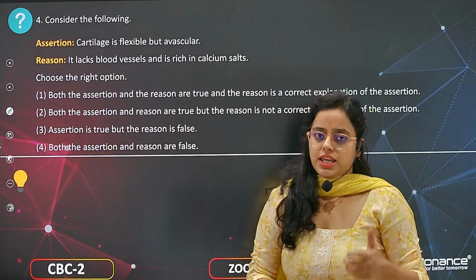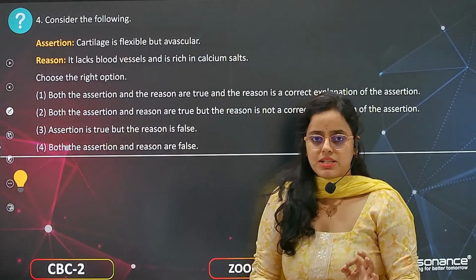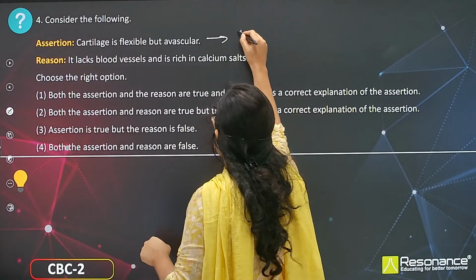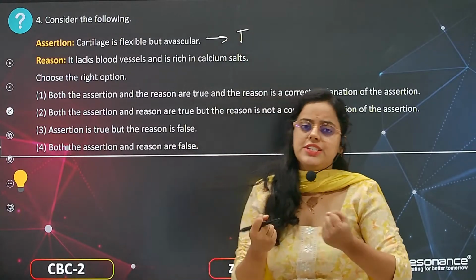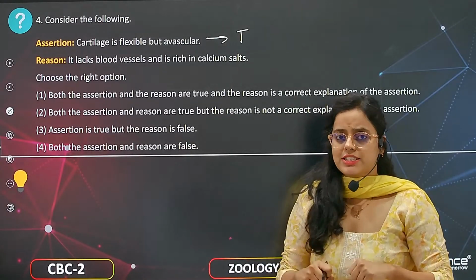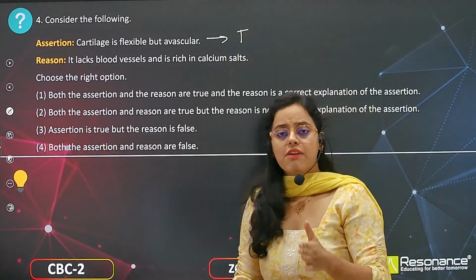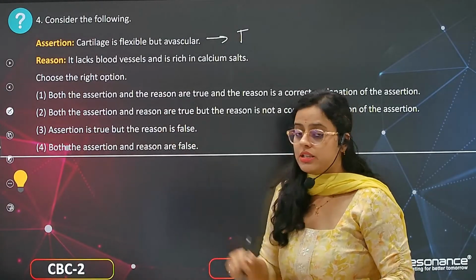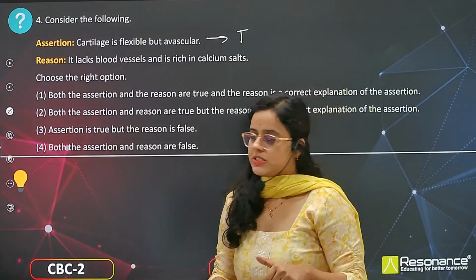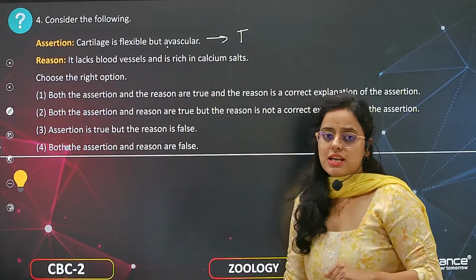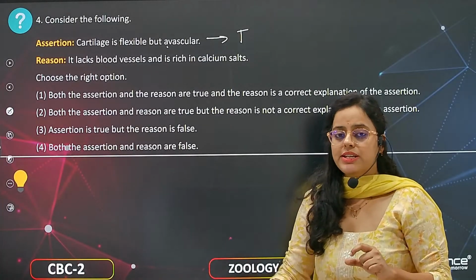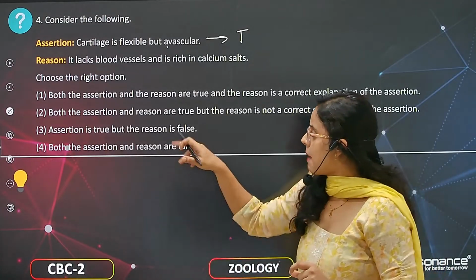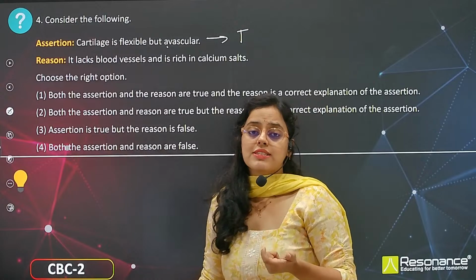Assertion and reason again. Assertion: cartilage is flexible but avascular. A true statement, which means cartilage consists of fibers, that is the reason it is flexible. The matrix is flexible but avascular. It doesn't have any kind of blood supply. Now the reason should explain the assertion. It lacks blood vessels. Yeah, it lacks blood vessels. That is the reason it is called avascular. Vascular means it has blood vessels. Veins, arteries are present. If veins, arteries or capillaries are absent, then it is called avascular.